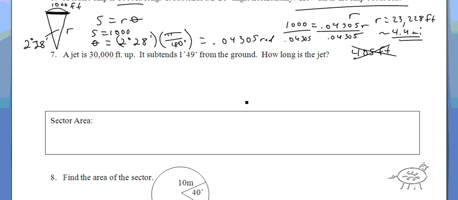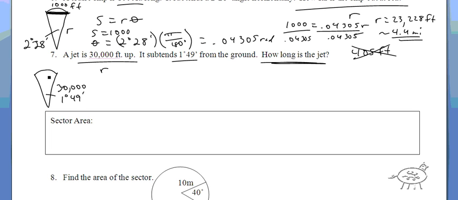All right, number 7. A jet is 30,000 feet up. So again, that's our distance. So what does the distance mean? That's the value of R. So that is 30,000 feet. And it says it subtends an angle of 1 degree 49 minutes. It says how long is the jet? Well, that's this distance right here, math fans. So that's your S.